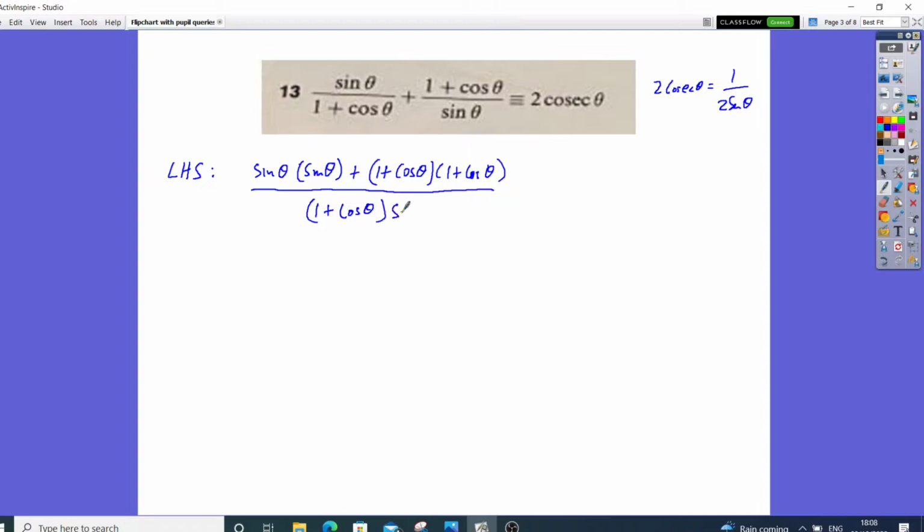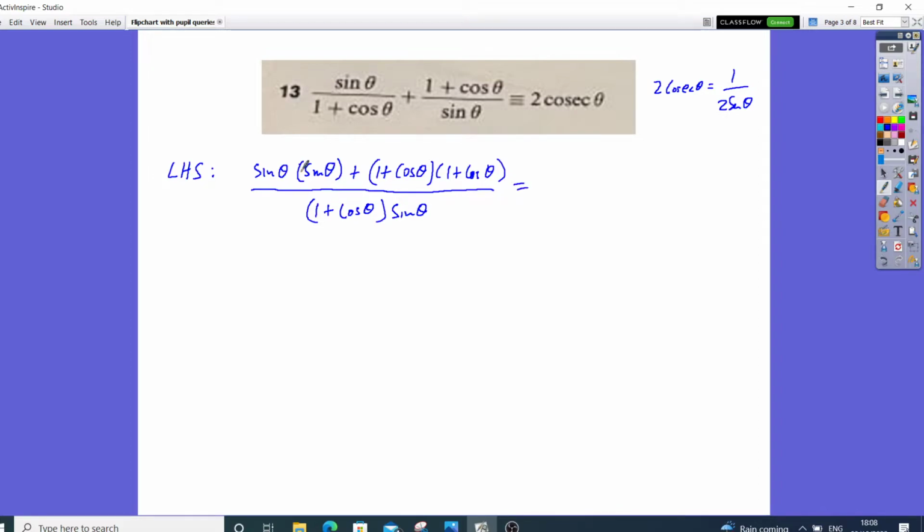times by sine theta. Now don't go and start expanding this denominator at the moment, okay? Because if you look from here, I want the sine to stay there, and hopefully I'll get a common factor here, which is 1 plus cos theta, which I can cancel out. For now, let's just go and expand the top.